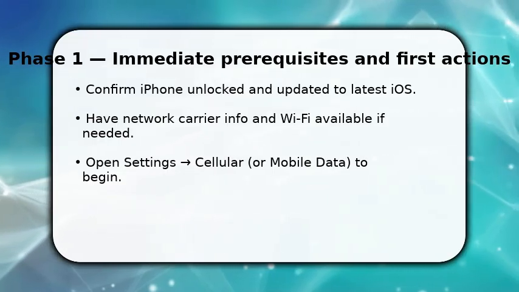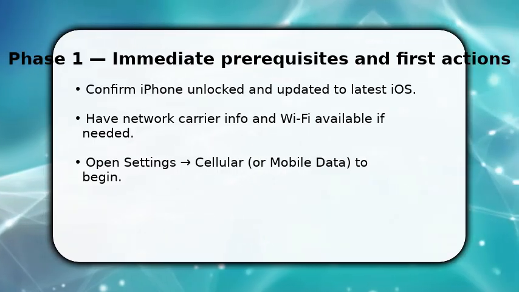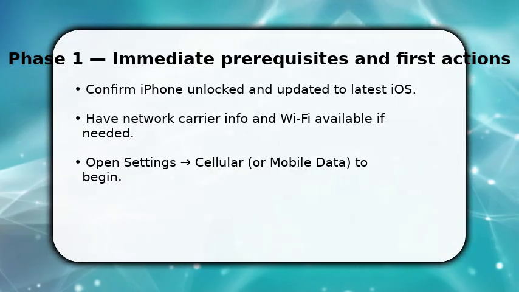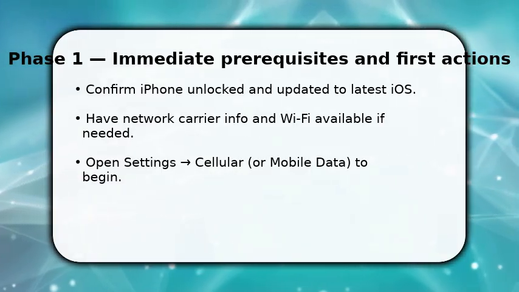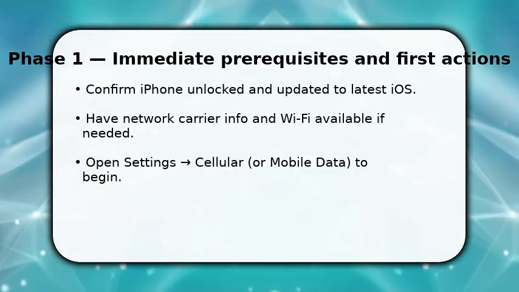Now open Settings, tap Cellular or Mobile Data, and look for the eSIM profile list. Pause if you see multiple lines. You'll select the correct one next. This minimizes mistakes and makes the rest of the process fast and reliable.